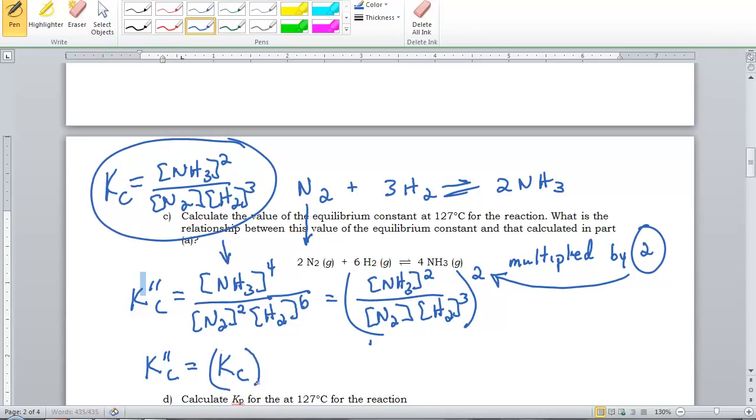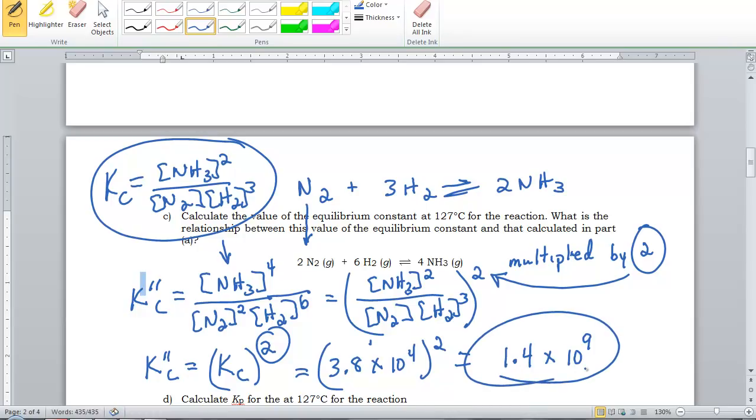All right. So the relationship here is that this is the original constant raised to the power of what we multiplied the equation by. The equation was multiplied by 2. We raise that equilibrium constant to that power. So this is very simply 3.8 times 10 to the 4th squared. And again, there might be a little bit of a rounding error here since 3.8 times 10 to the 4th is rounded. But we end up with about 1.4, my calculation 1.44, but 1.4 times 10 to the 9th to 2 sig figs.